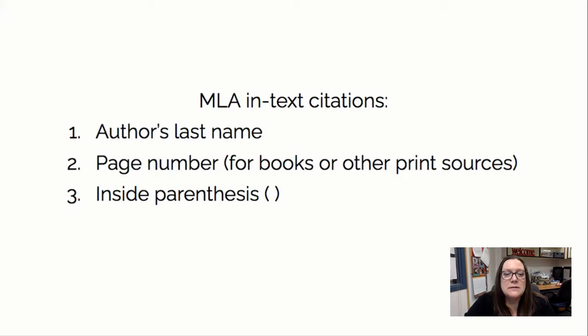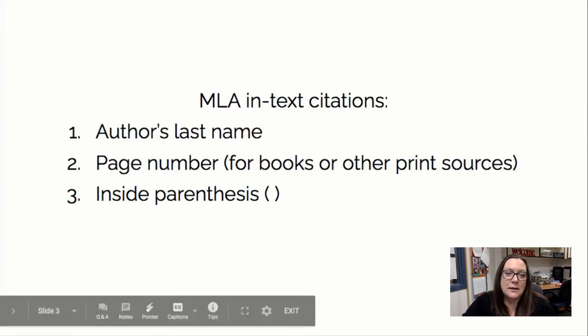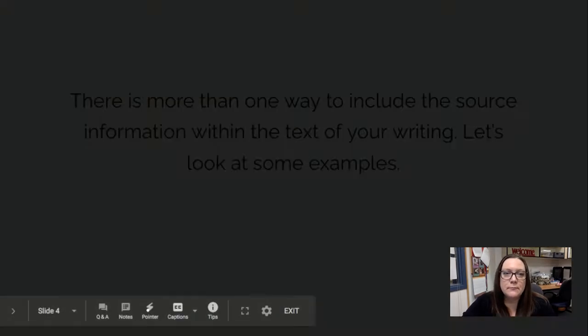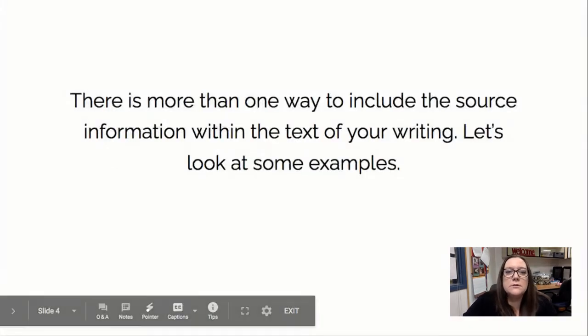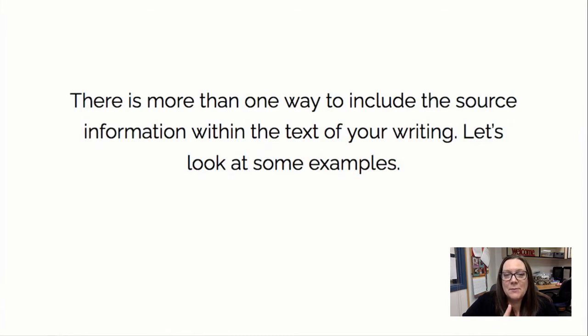So MLA instead puts the author's last name and the page number in the sentence, and then you match it up with the author's last name and the name of the source on the citations page, what we call a works cited. So we're going to look at some examples because there's more than one way to include that source information even within the text of your writing.